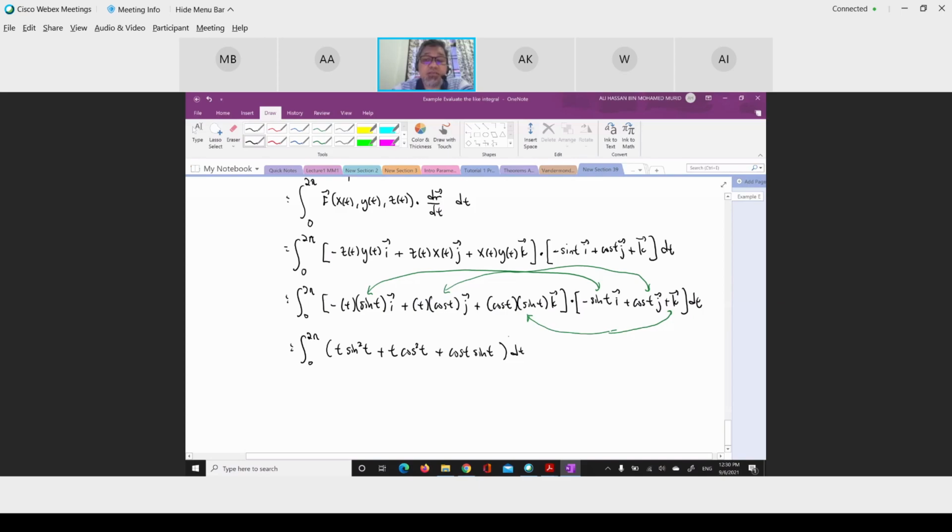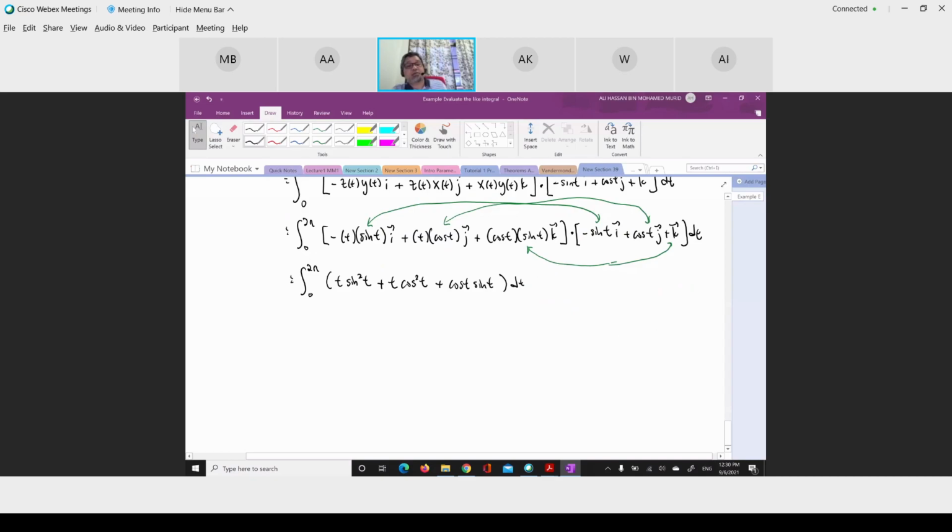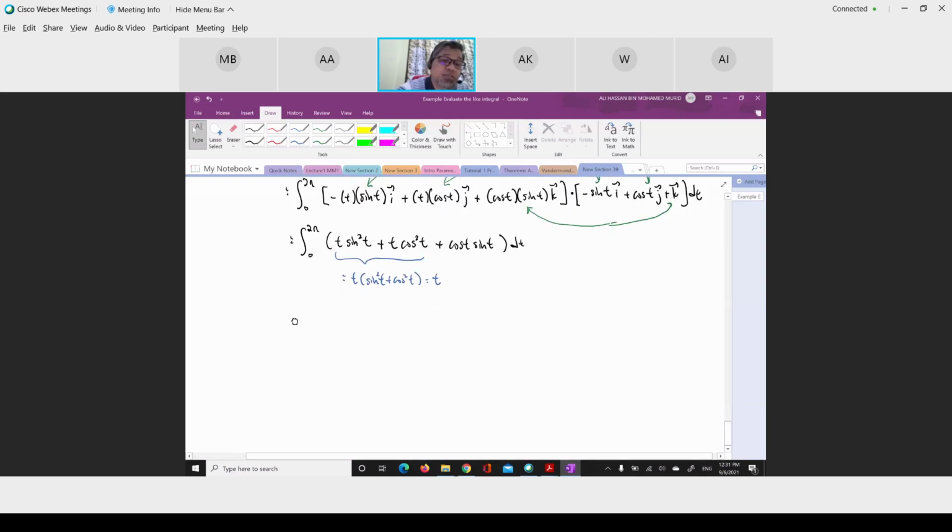So now after simplifying, it reduces to a single integral with respect to t. Notice that cosine squared t plus sine squared t is equal to 1. So I can further simplify the first two terms as t. So then we have this single integral. Cosine t sine t can also be written using the identity again as sine 2t over 2. So then we have sine 2t over 2 here.